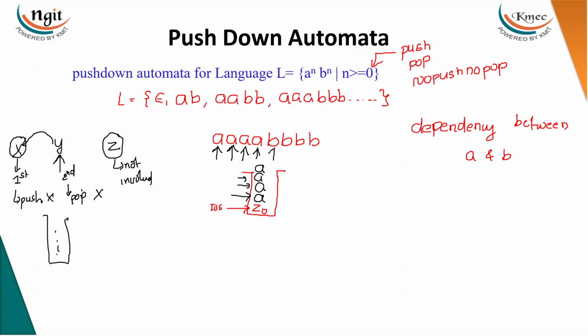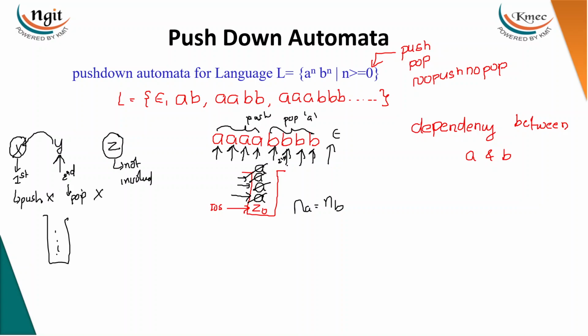For the B, yes, this is the second variable. Then for this B, we have to pop whatever you remembered earlier, A. For every B, pop A. For every B, pop A. Then if there is no input symbol left and the top of the stack contains no A's, only the initial Z0, then we can say that the number of A's is equivalent to the number of B's.